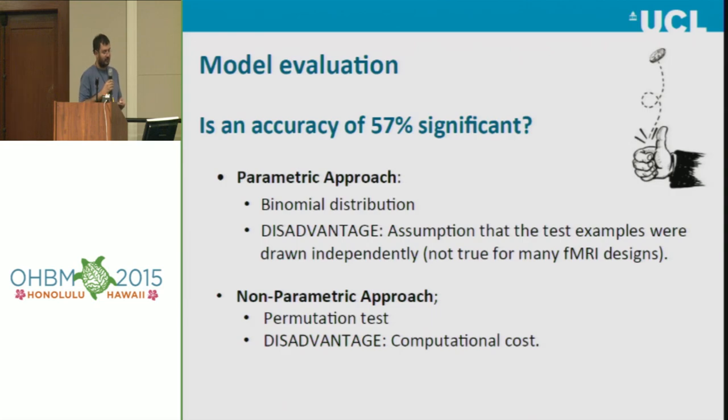This is a very nice way of doing things because you don't need to set up a model, but it comes at a computational cost because, typically, people like to do about 1,000 or 2,000 permutations, so this can be very costly.